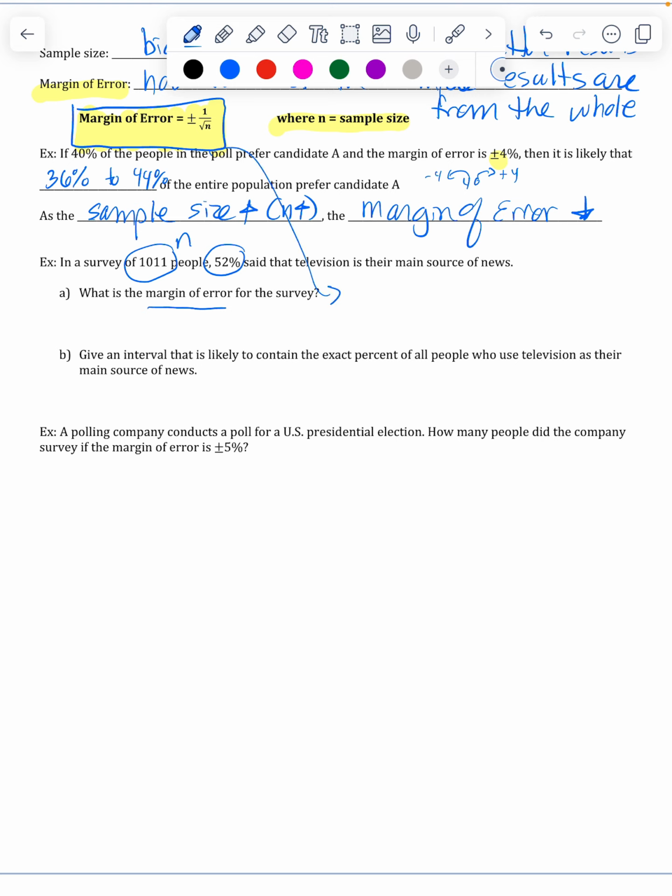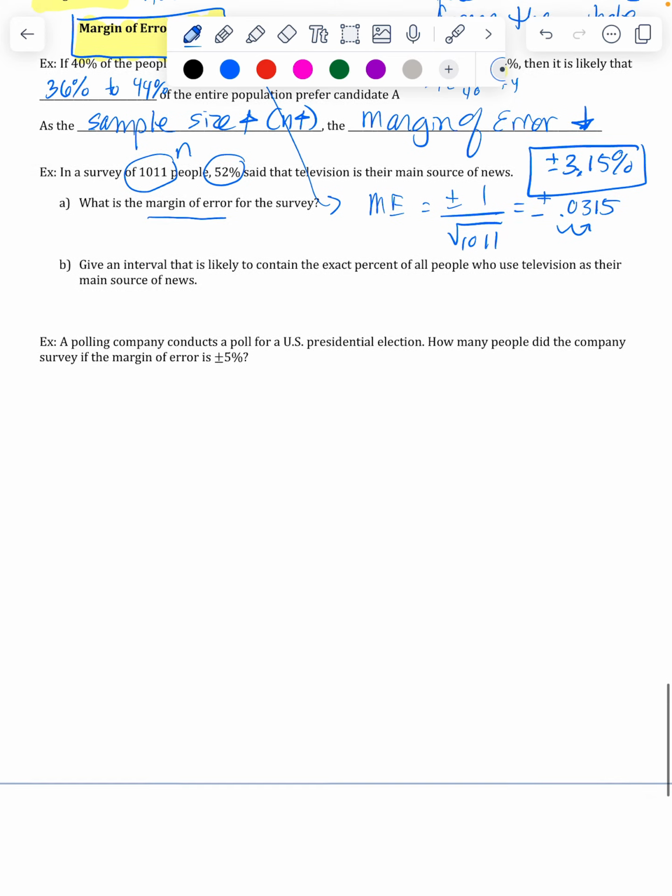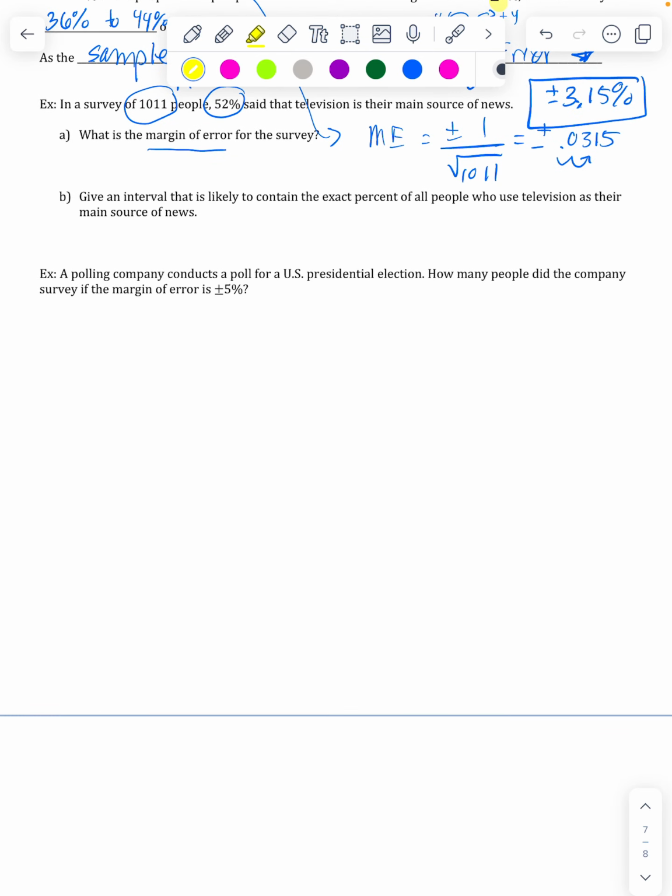Well, our formula up here says that margin of error is related to the number of people surveyed, which is going to be 1,011. Now this kicks out a decimal, and we have to be smart enough to say, hey, I'm going to write that as a percent. So I move that over 2 spots, and my margin of error is going to be plus or minus 3.15%. So whatever our percent was in the results, it could actually be 3.15 higher than that or 3.15 lower, which is what this next question is asking us to find.